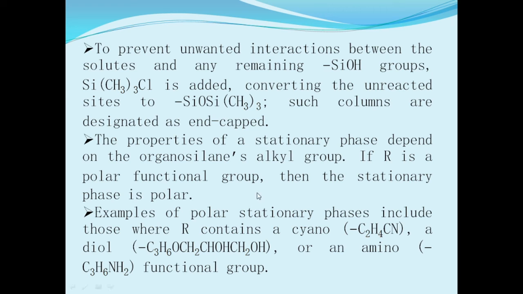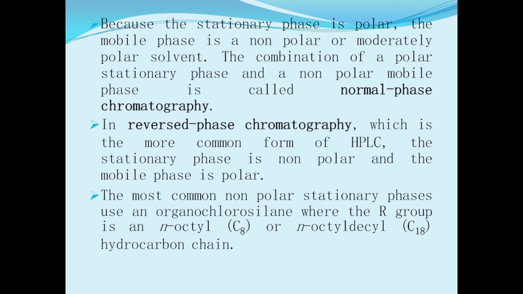Examples of polar stationary phases include those where R contains a cyano C2H4CN, a diol C3H6OCH2CHOHCH2OH, or an amino C3H6NH2 functional group. Because the stationary phase is polar, the mobile phase is a non-polar or moderately polar solvent. The combination of a polar stationary phase and a non-polar mobile phase is called normal phase chromatography.